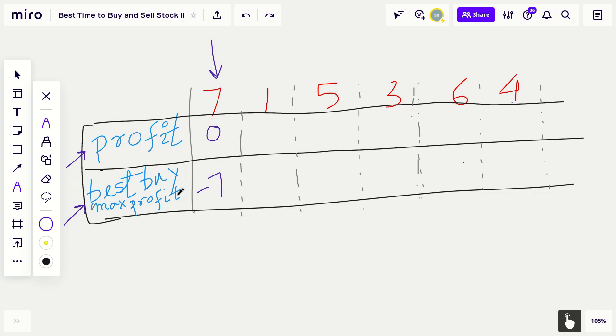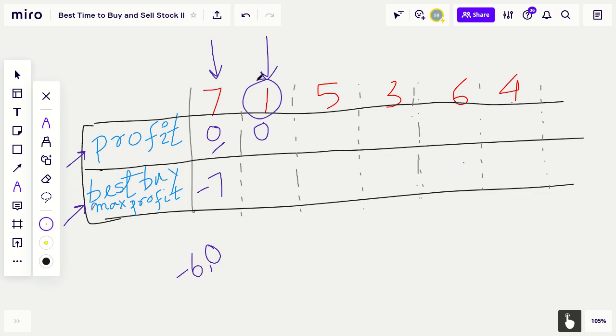Now when you reach over here, you add this value 1 to this -7. Why? Because this is your previous best buy. What you get is -6. But wait, this is not the best profit that you can have, because you already have a profit of 0 over here. So -6, and another candidate is 0. You have to take the maximum between these two. Obviously it is going to be 0, but now this best buy max profit is going to be different, because right now it seems like you have got a better price to buy.